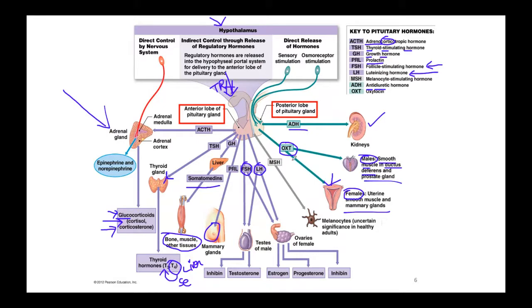Okay, and melanocyte, I skipped this one, the melanocyte stimulating hormone, most textbooks will link it to the anterior pituitary. Some of the functions are a little bit uncertain, but they believe that it has something to do with the melanocytes in terms of darkening the skin.